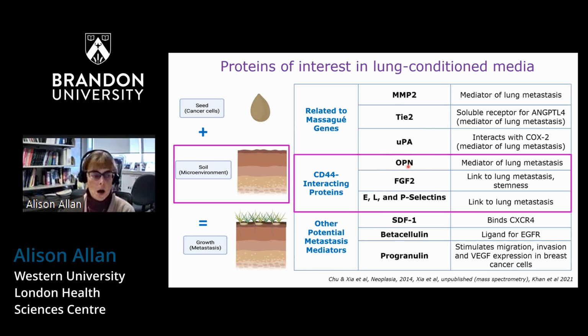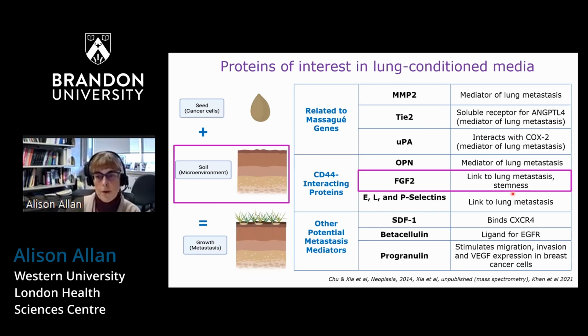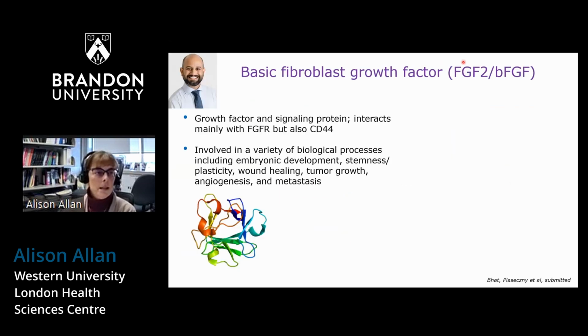So that included osteopontin, which you might remember is a canonical ligand of CD44, but also some non-canonical factors, including a growth factor called fibroblast growth factor 2 or FGF2, as well as a group of proteins called the selectins. And all of these have a link in the literature to metastasis and bind to CD44. And so I'm just going to briefly tell you about some studies we are pursuing on FGF2, and this is one of my postdocs, Dr. Vasu Bhatt, who actually did his PhD in Winnipeg before he came to my lab.